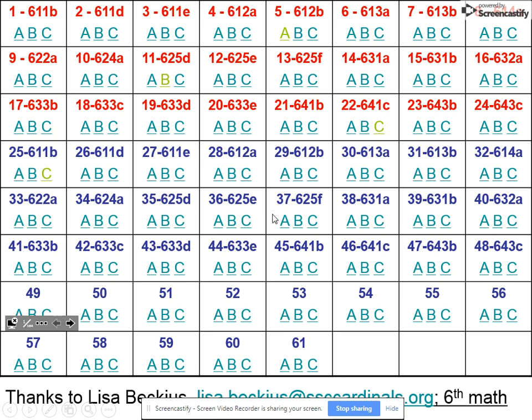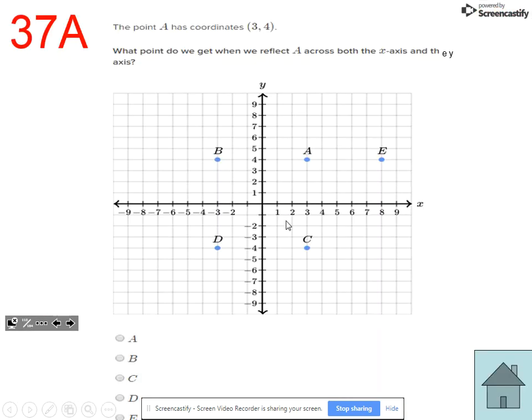Okay, next we have 37A. The point A has the coordinates 3, 4. What point do we get when we reflect A across both the x and the y axis? Okay, is it point A, B, C, D, or E? Go ahead and pause the video now.